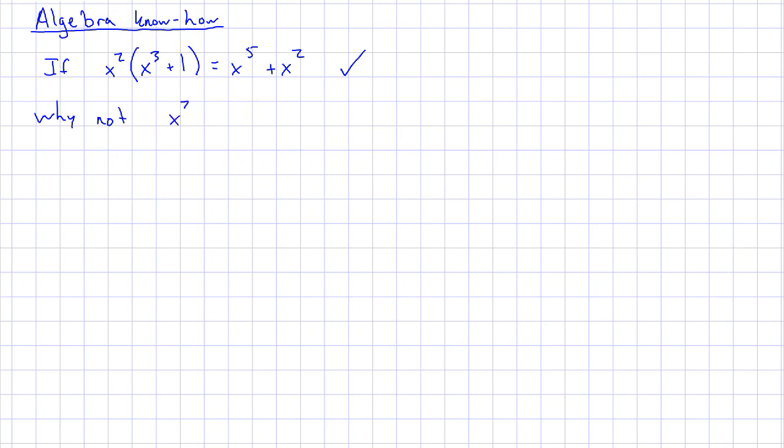If that is true, why isn't it the case that x squared times the square root of (x cubed plus 1) equals x squared times the square root of x cubed, make that a little neater, plus x squared times the square root of 1? Like, why can't I distribute it into the square root? And I think that this is not okay.